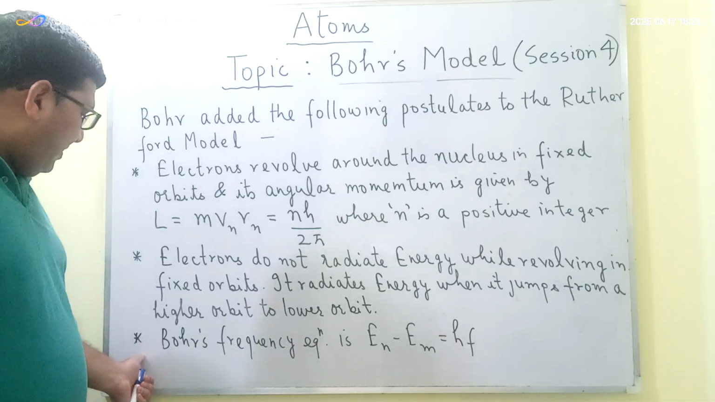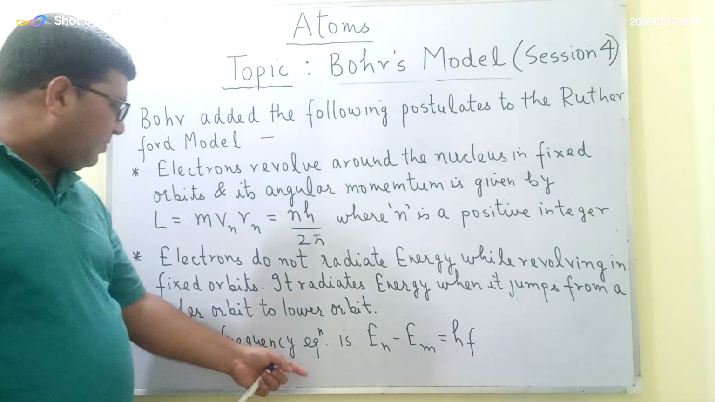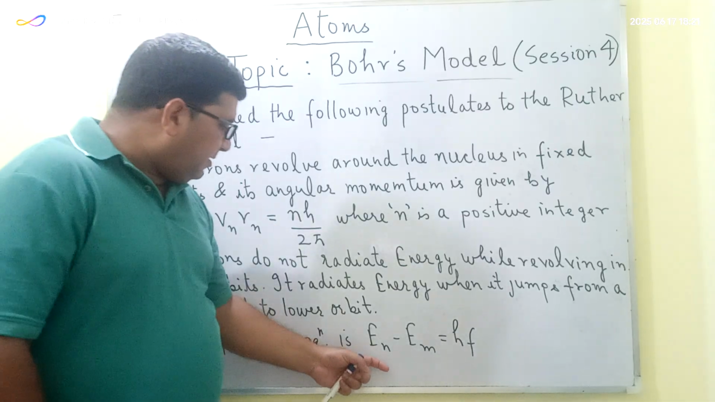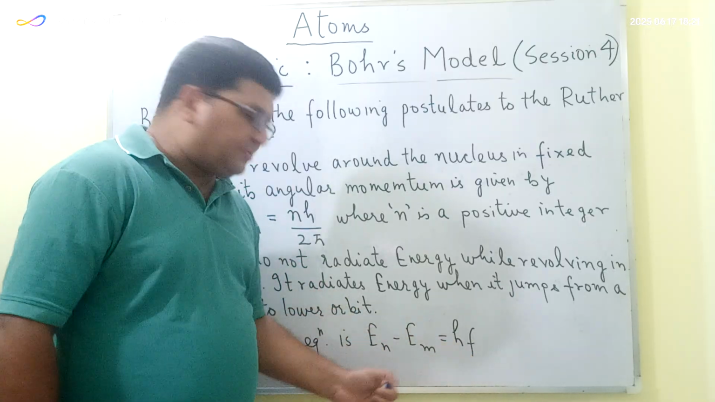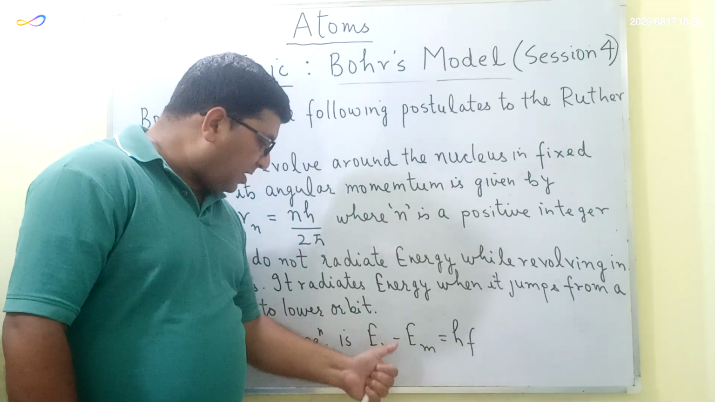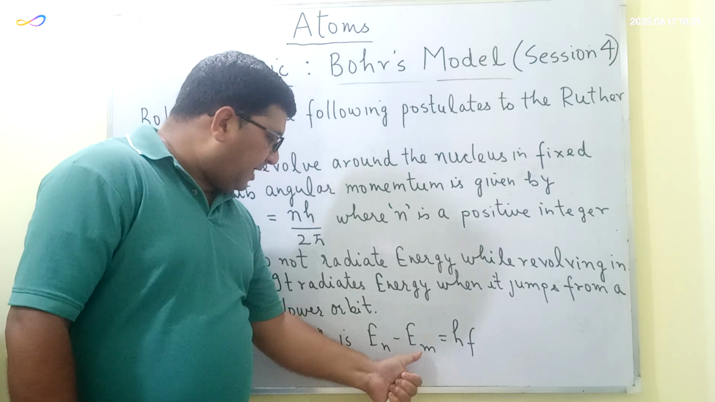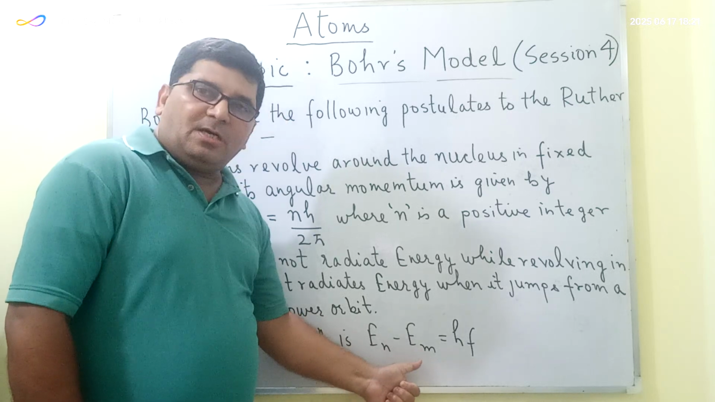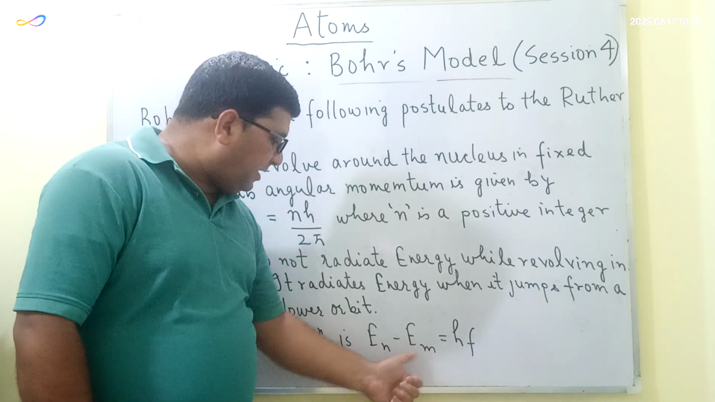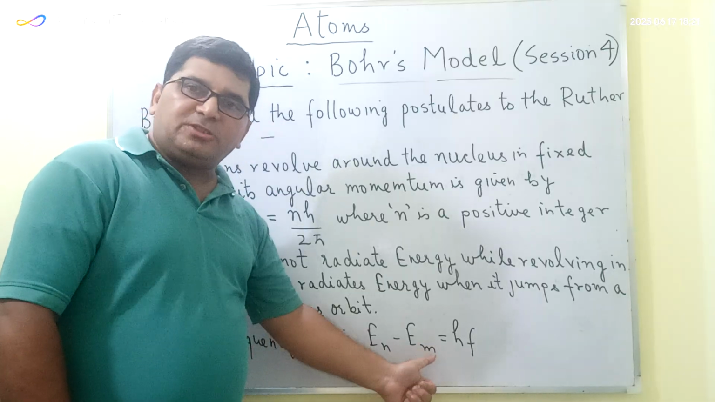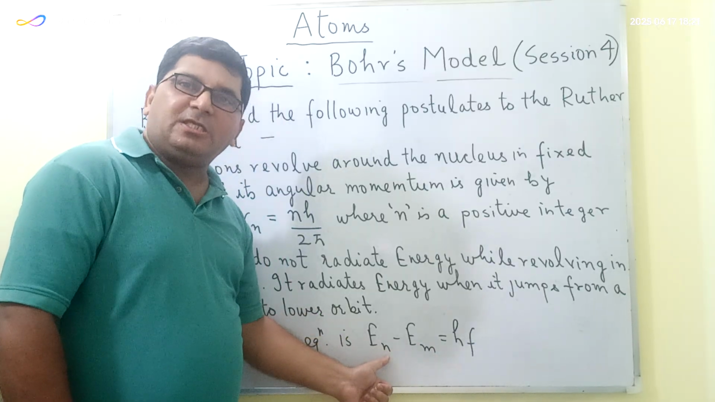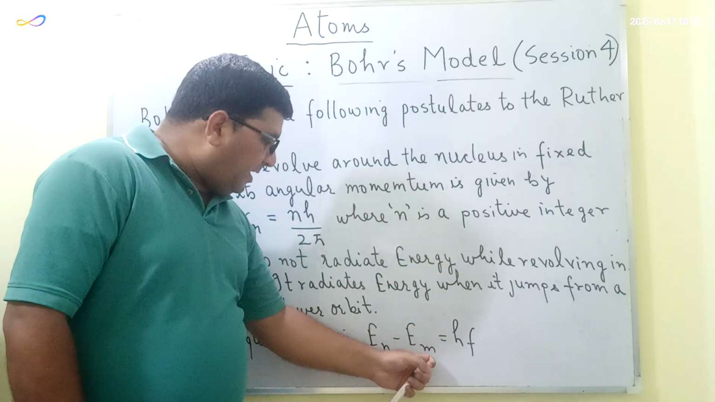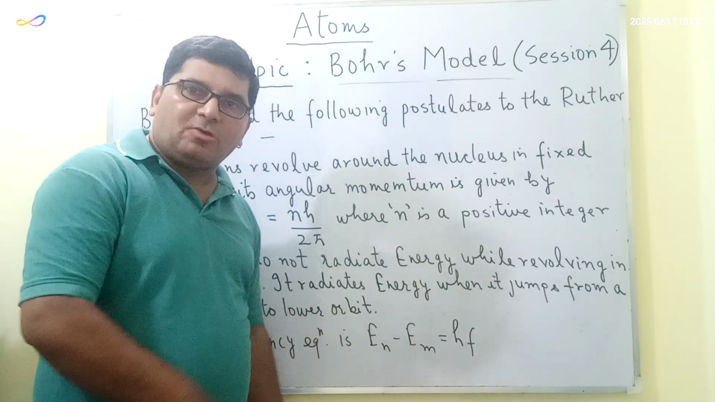Now the third important point is the Bohr's frequency equation, which is given by En minus Em is equal to Hf. Now let us consider that an electron is jumping from the nth orbit to the mth orbit. Now here nth orbit is the outer orbit and mth orbit is the inner orbit.